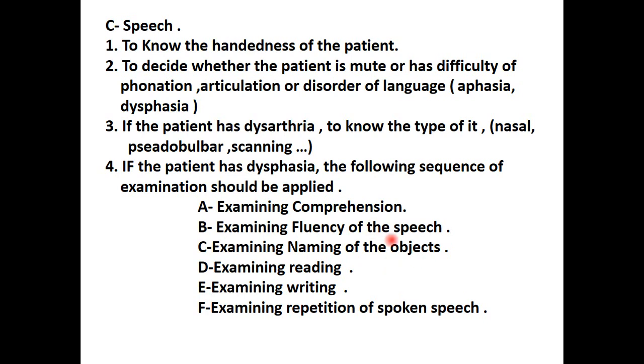فإذا كان عنده difficulty in naming of objects معناته عنده nominal dysphasia مثلا، you have to examine for readings يقدر يقرأ، you have to examine for writing يقدر يكتب، and you have to examine the repetition of spoken speech اللي هو dictation، يعني تعطيه جمل هو يردد وراك. These are the steps in the examination of the speech. It is part of general neurological examination.